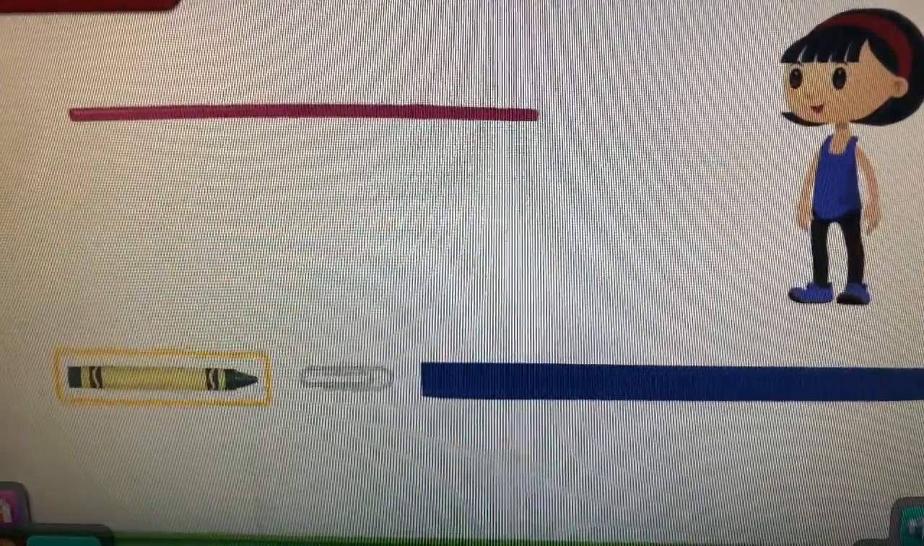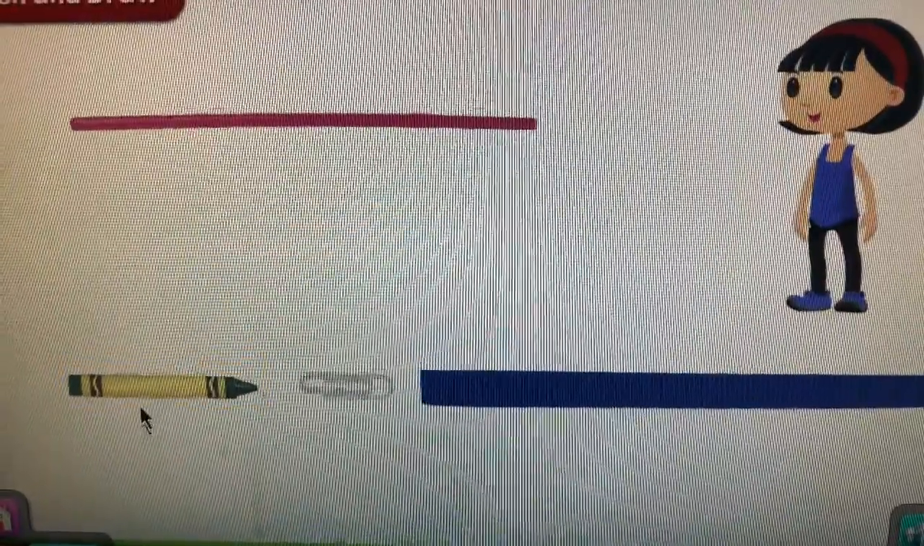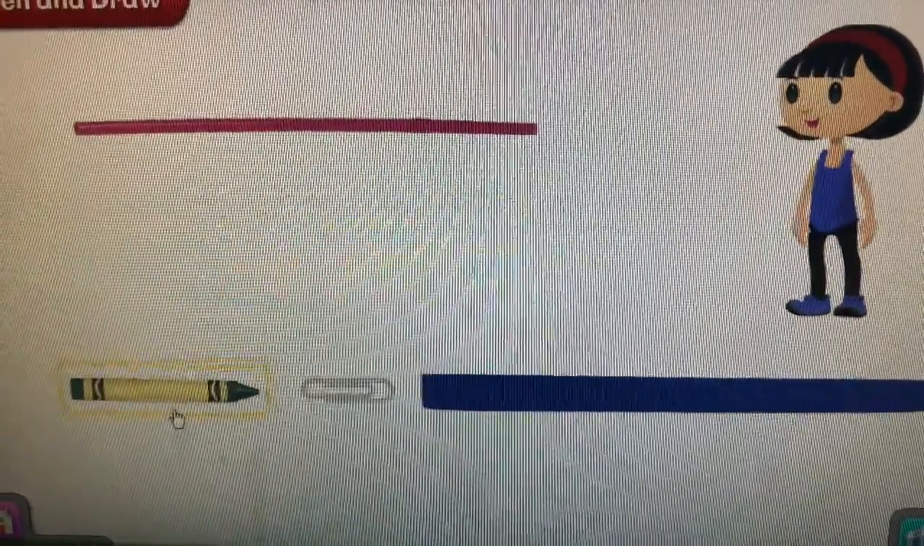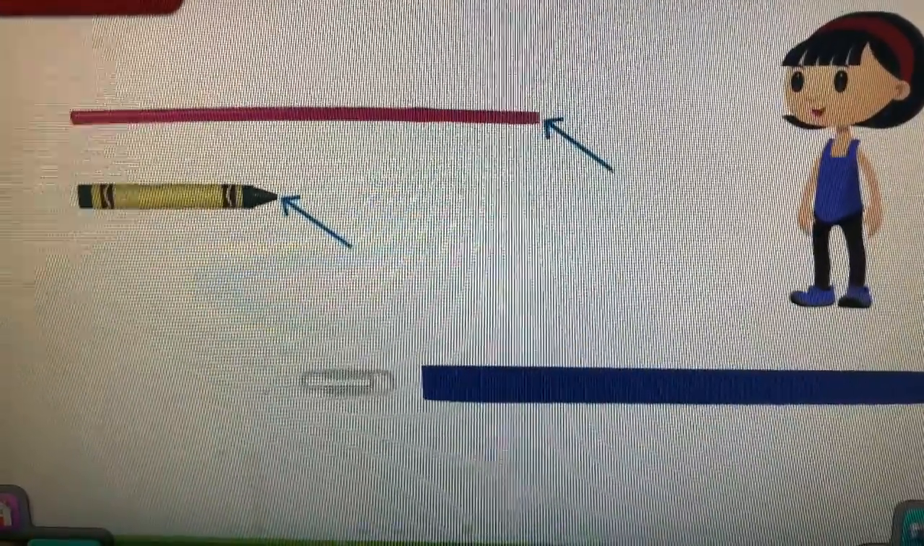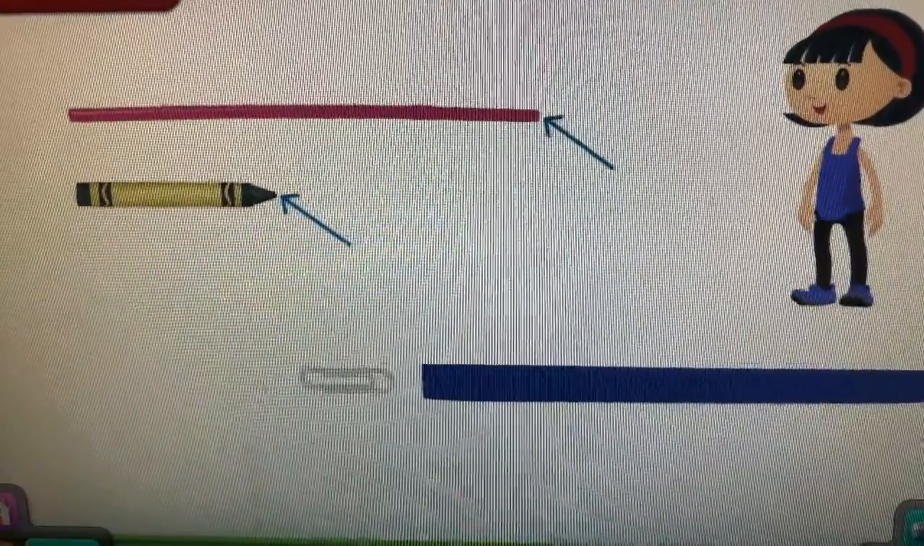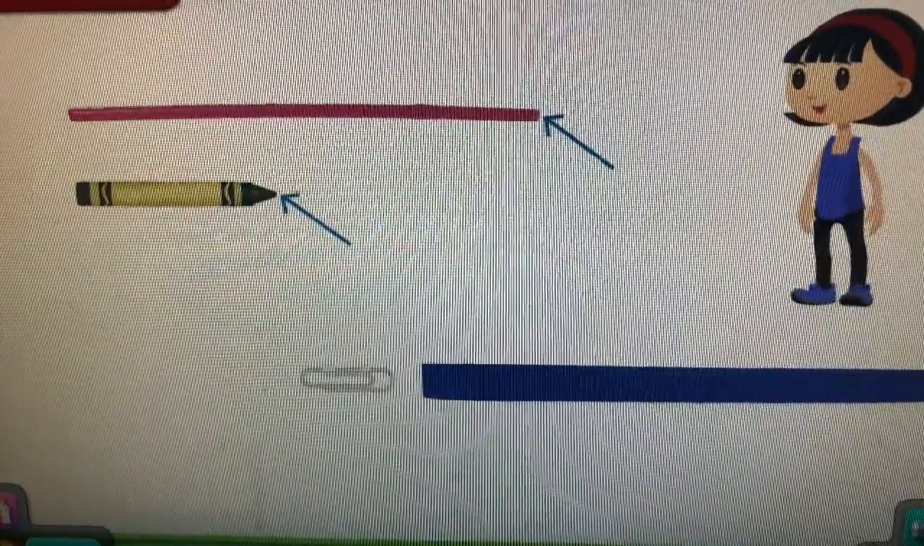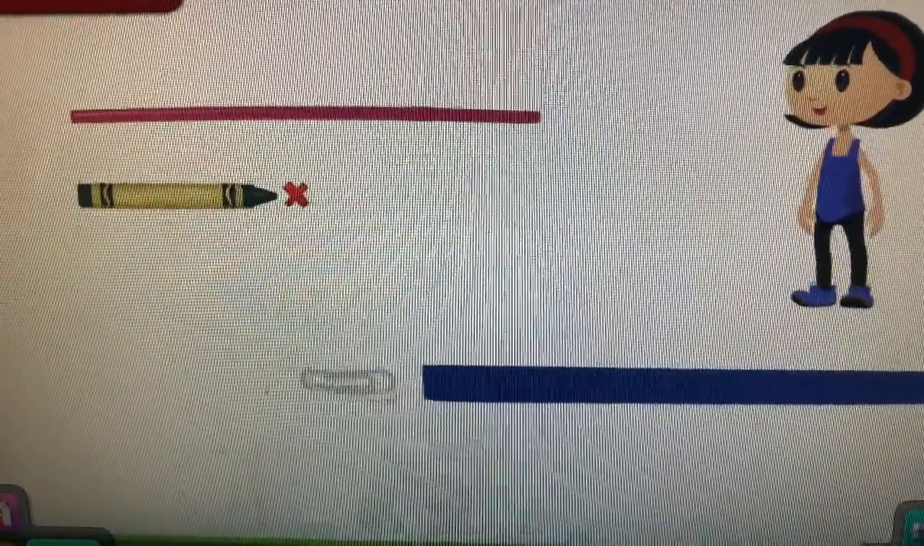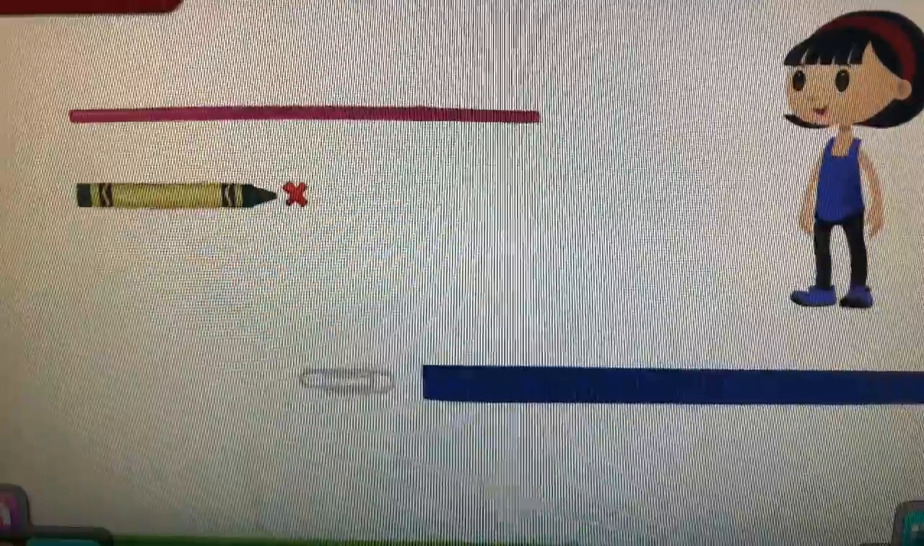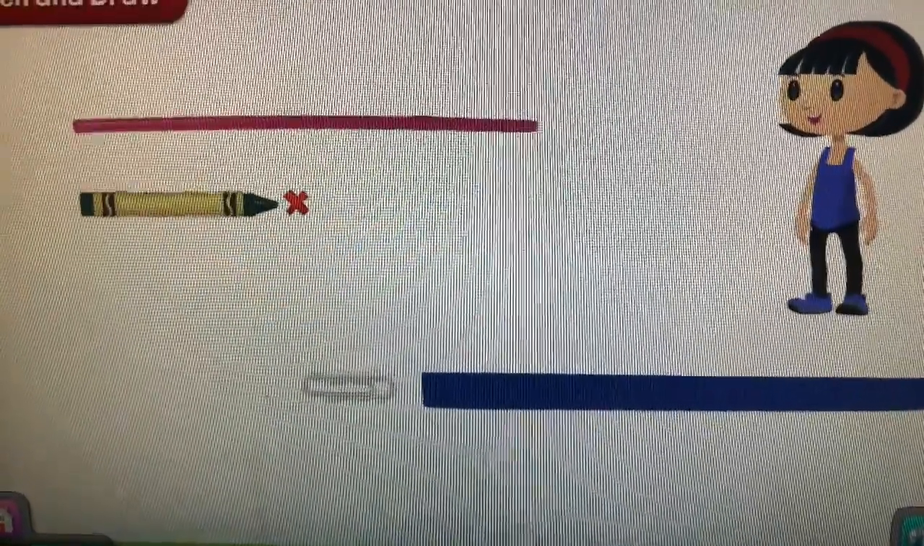First, let's try the crayon. Line it up with the drinking straw. Look at the end of the straw and the end of the crayon. Is the end of the crayon longer than the end of the straw? No, the crayon is not longer than the straw, so this is not the object Rosa has.